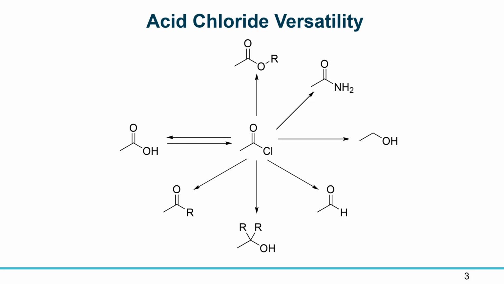Acid chlorides can be converted into a variety of other functional groups, including carboxylic acids, esters, amides, primary alcohols, aldehydes, tertiary alcohols, and ketones. You'll be exploring the reactions to accomplish these conversions in the remainder of this video.